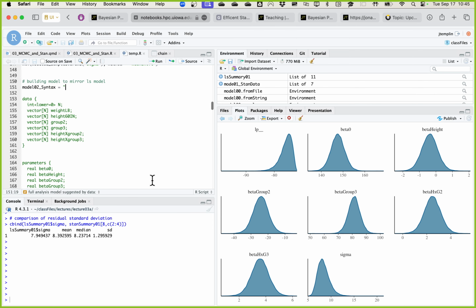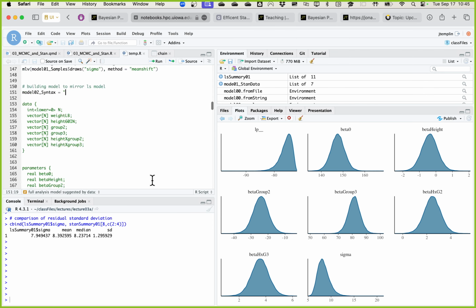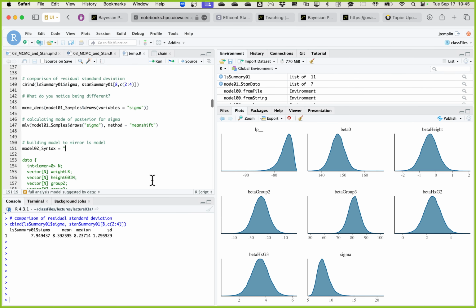And so what I'm going to show you when we get back is what happens when I fix sigma to a value. Okay? But that's it for today. I need to stop, so I'll stop recording.